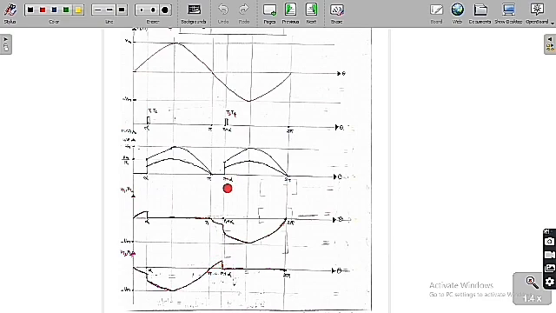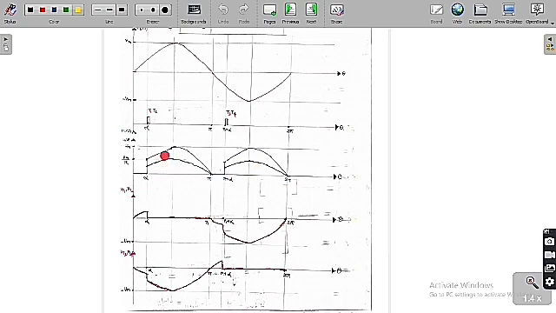Then after pi plus alpha, T3 and T4 are going to get triggered. As they are triggered, definitely there will be a short circuit, so they are going to act like an on switch. Therefore the output voltage is equal to minus of the supply voltage. If you apply the KVL, for this region we get V naught of t is equal to minus Vs of t.